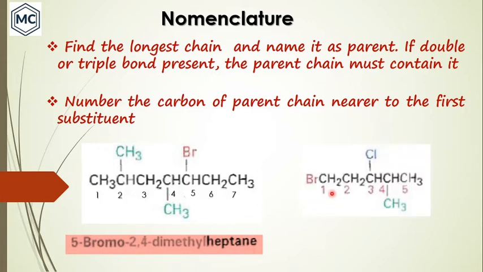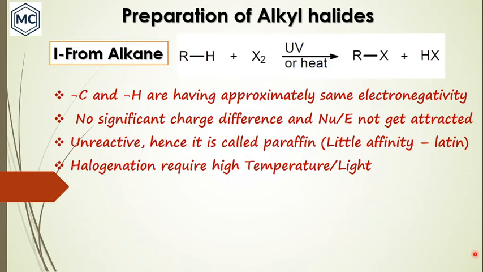In this compound, this is the parent chain. The numbering should start from this end because the substituent gets the lowest number here. And what are the substituents? There are bromo, chloro, and methyl. Then you should follow alphabetical order for the substituents. So 1-bromo-3-chloro-4-methylpentane. That is about nomenclature. Next one, preparation methods.